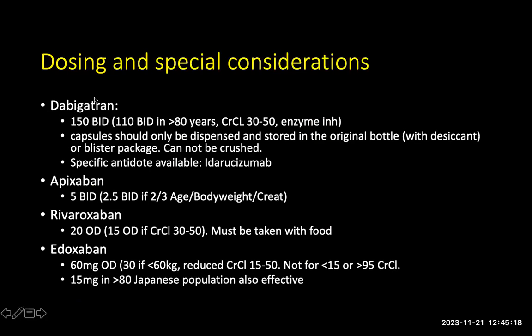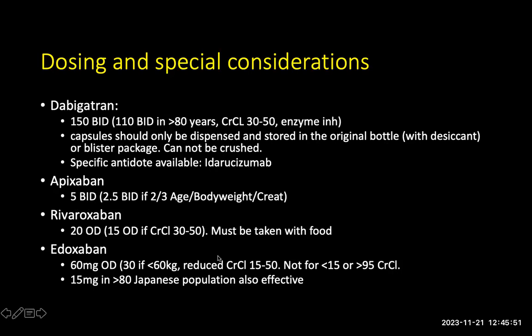Few things about some of the anticoagulants. Dabigatran, it's no longer as commonly used because of its GI side effects. But remember that it should only be dispensed and stored in the original bottle with desiccant or a blister package, and it cannot be crushed. Apixaban, if you go on Thrombosis Canada, you'll always find the dose that is commonly used, and if there's any indication for reduced dose. Apixaban is by far the safest and the most efficacious that we have.